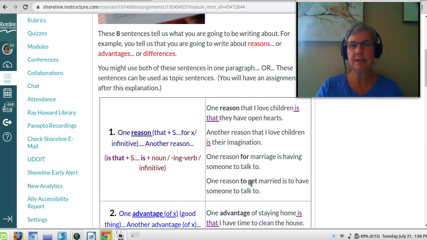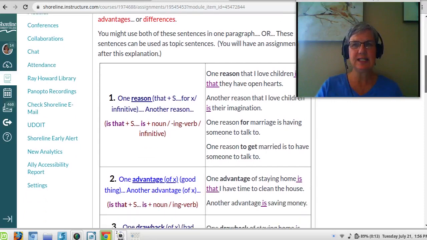Then I can have another way to do this. One reason plus an infinitive is infinitive. One reason to get married is to have someone to talk to. The other sentences use this pattern.